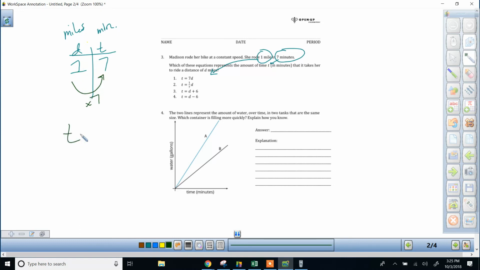So the equation that we would originally write is looking like this guy right here, which means we're going to select that one, all right? But this one says which of these equations represents the amount of time in minutes it takes her to ride a distance of D miles. Well, it can't be number 2 as another one. 3 and 4 make absolutely no sense because you've got these nasty little plus and minus signs here. So it has to be 1.